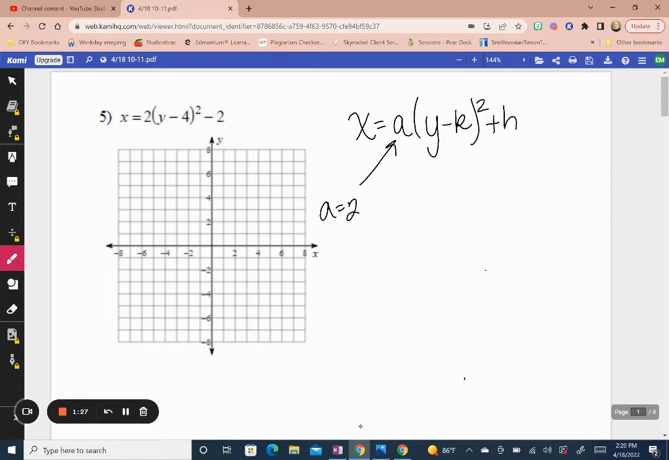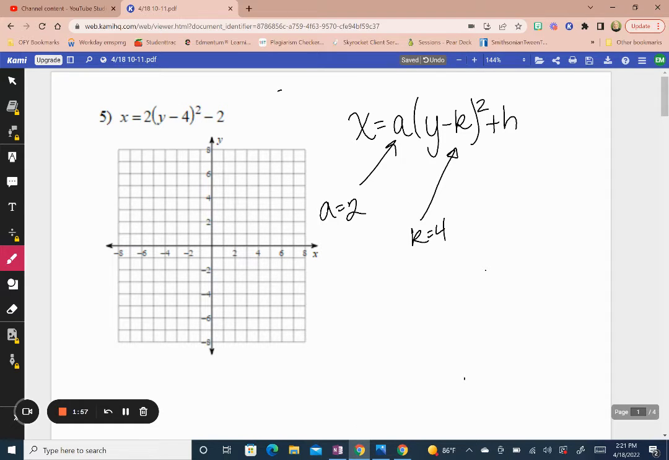A is equal to 2. K is equal to 4. Notice how there's a minus 4 right here and a minus 4 right here. What that means is that it's just the 4, not a negative 4. Because if it was a plus 4 over here, that would be y minus negative 4, which is equal to y plus 4. Anyways, our k is 4.